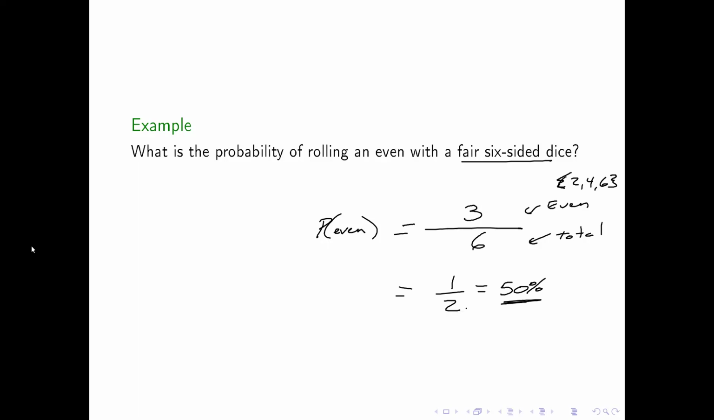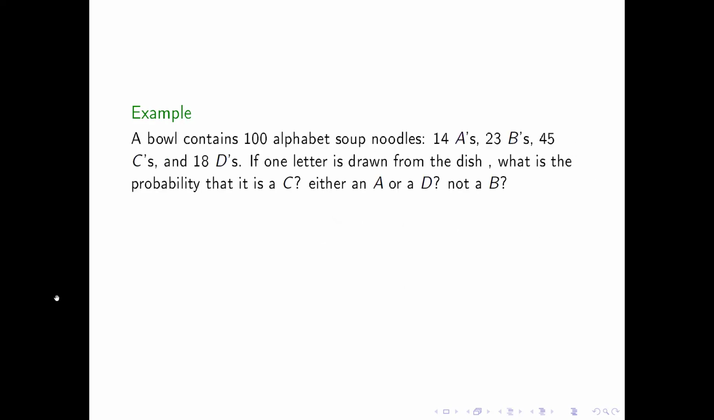All right, so let's stop dice and go to an alphabet soup situation. I have a bowl with 100 letters in it from the alphabet. 14 of them are A's, 23 are B's, 45 are C's, 18 are D's. If I draw a letter from the dish, taking my spoon and pulling just one letter, what is the probability that letter is a C? What is the probability it's an A or a D? What is the probability it's not a B? Go ahead and pause the video and try answering these questions on your own.